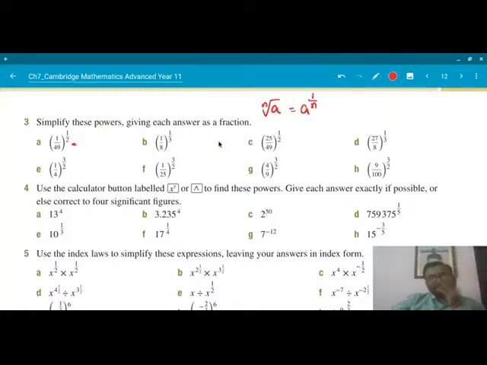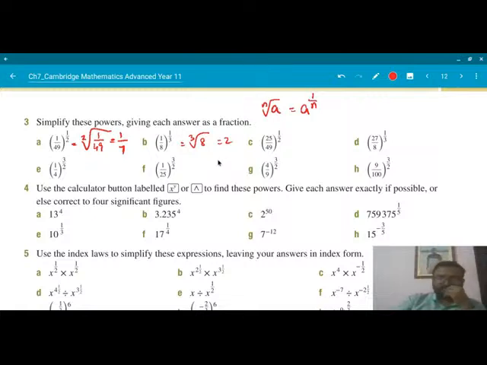A power 1 by n means nth root. It is square root of 1 by 49. 49 is 7 square, so it is 1 by 7. Okay. It is 1 by 3. It's a cube root of 8, which is 2.